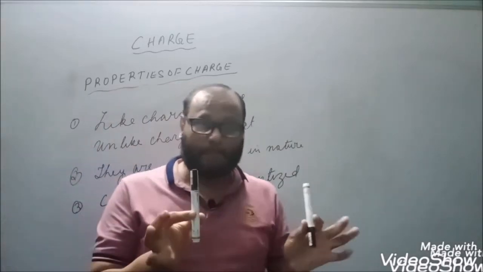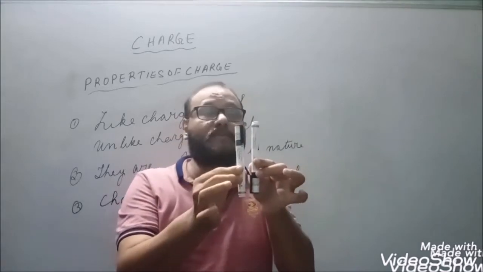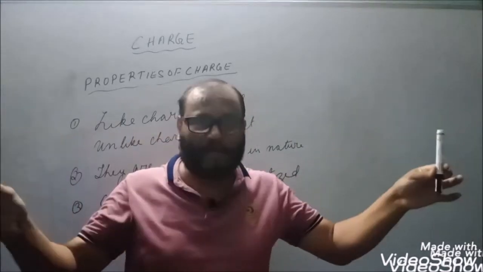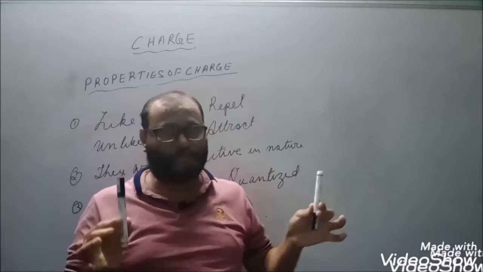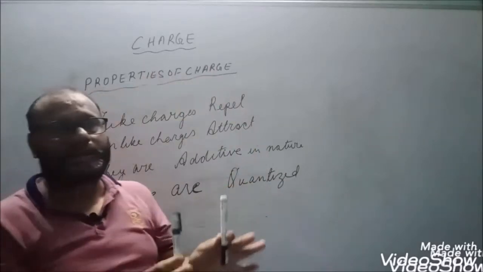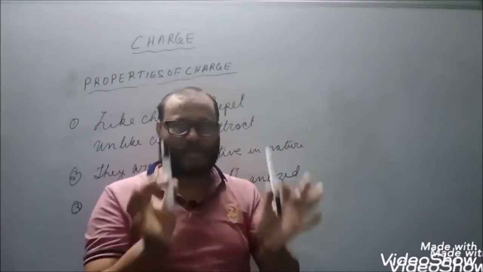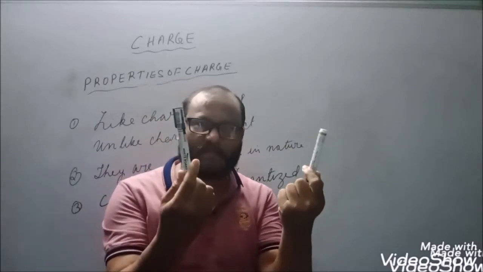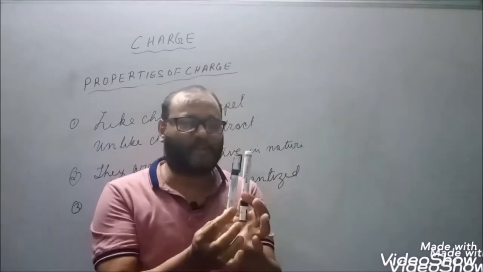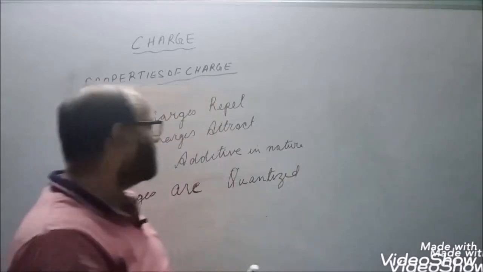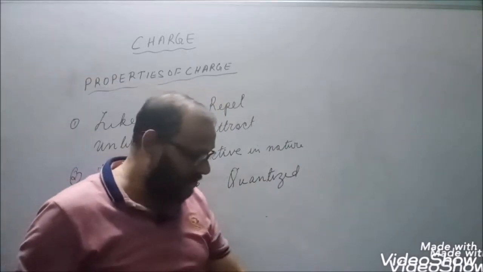But if I bring two objects and these two objects repel, there is only one conclusion: these two objects have the same type of charge. They are both negatively charged. Therefore, they are repelling. So that is the best way of testing for a charge.